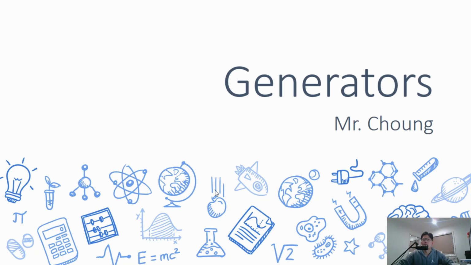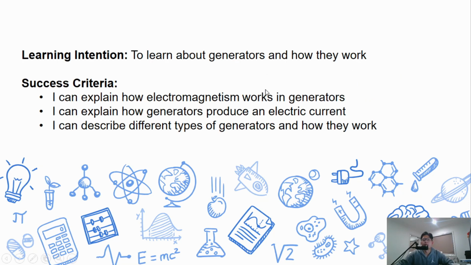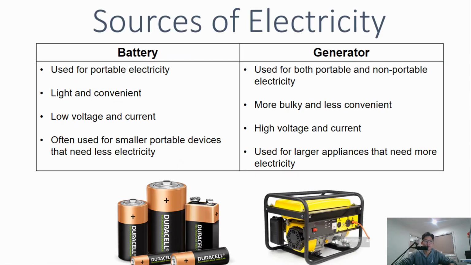In this video we'll be learning about generators and how they work. By the end of this lesson we should all be able to explain how electromagnetism works in generators, be able to explain how generators produce an electric current, and finally be able to describe different types of generators and how they work.